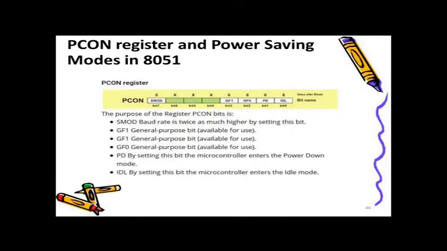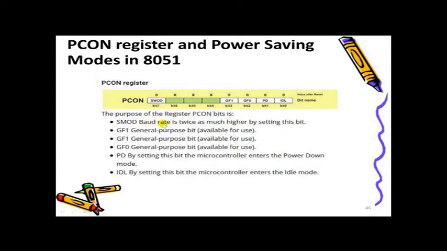The PCON register is one of the important registers. In the PCON register we have SMOD. It is 8 bits, bit 7, bit 6, bit 5, 4, 3, 2, 1 and 0, and each is represented in this way. The bit fields of PCON are SMOD, then three unused bits, GF1, GF0, PD, and IDL.